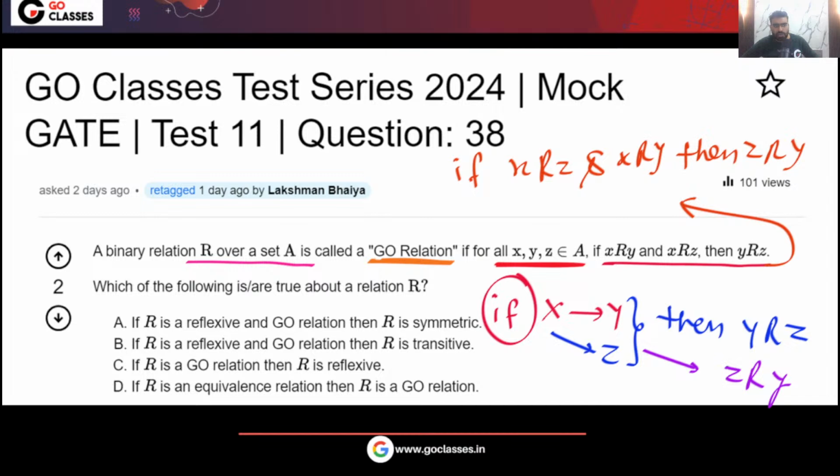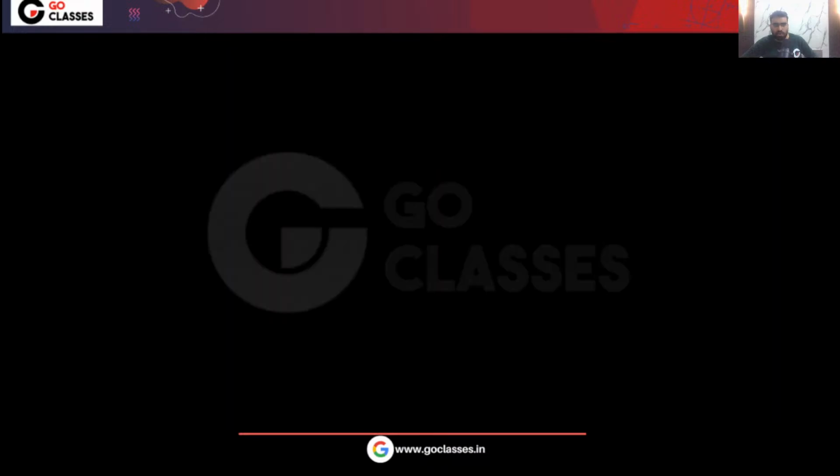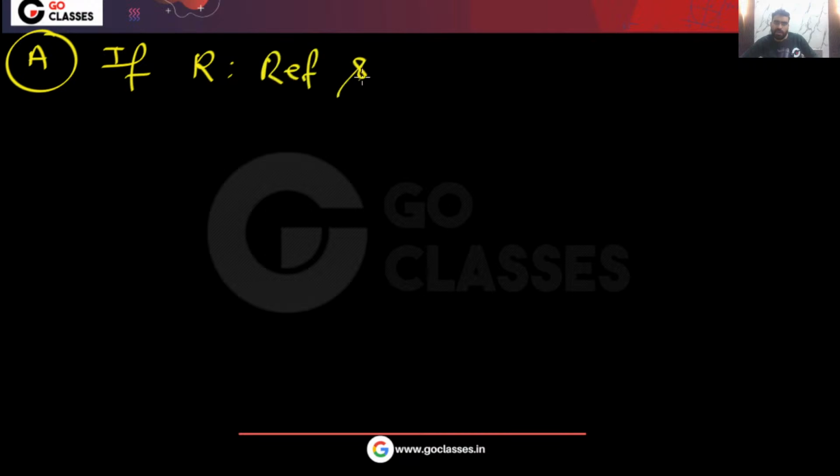Now once you understood the definition, now let's see each option one by one. Let's see the first option. If R is reflexive and go relation, then what you can say about symmetricity? Okay, let's look at option A. Option A is saying that if R is reflexive and go relation, then what you can say about symmetric? Can you guarantee R will be symmetric? Let's check.